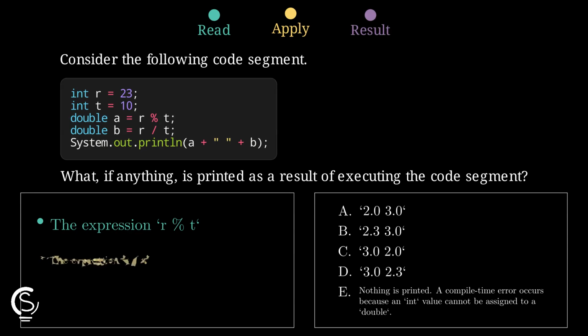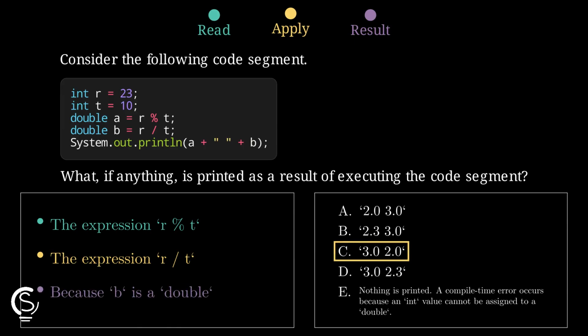Finally, we print both values separated by a space. This leads us directly to option C as our correct result. You really nailed this one.